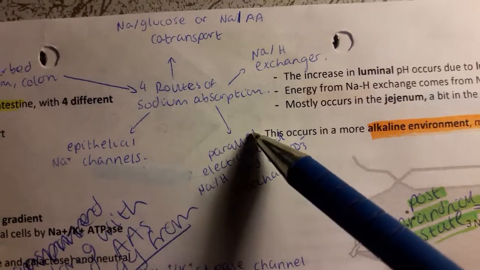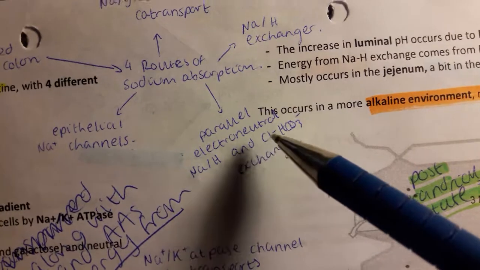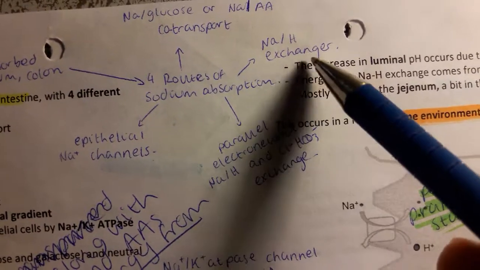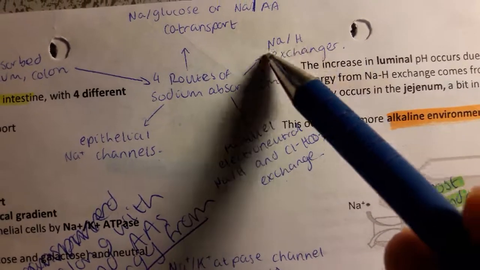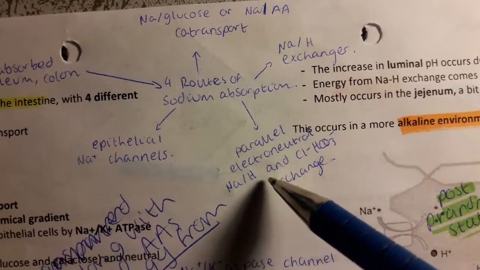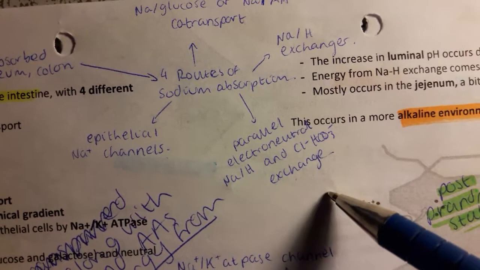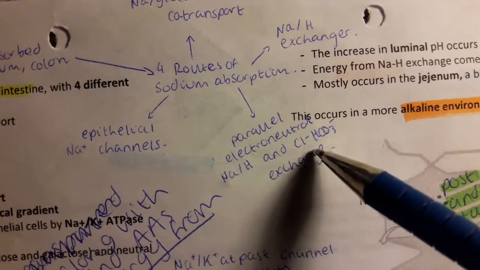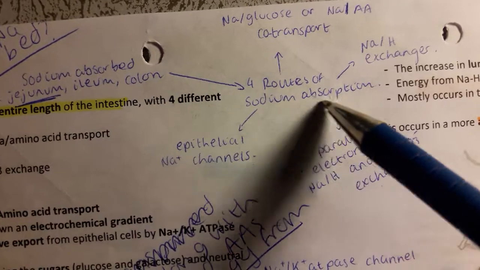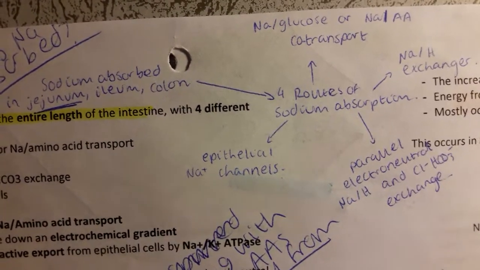Another route is the parallel electroneutral sodium hydrogen and chloride bicarbonate exchanger. It sounds a bit complicated, but I'll explain that. Essentially, the sodium hydrogen exchanger happens at the same time as this, and the proton and bicarbonate are coming from the water reacting with carbon dioxide, catalyzed by carbonic anhydrase, right? And the last route of sodium absorption is epithelial sodium channels. That's mainly in the colon.